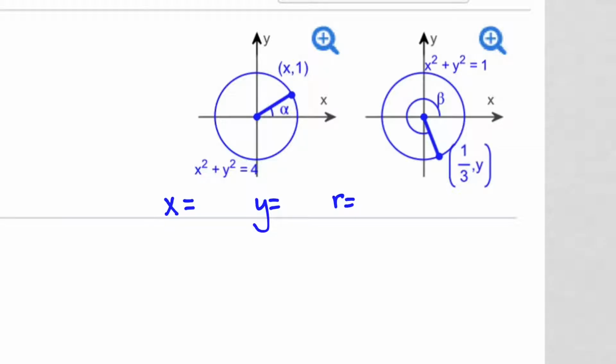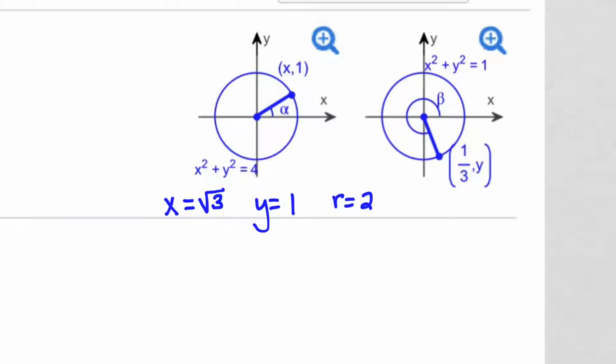So I'll start with alpha, and we know that the y value is 1 because that's given right here. And the r value I know is 2 because x squared plus y squared equals 4, and that's r squared. So finally, the value of x, well, that's going to be the square root of 3. We already know this relationship, 1, 2, and the square root of 3, from our 30, 60 degree angles. So we've got those values right away. Now for beta.